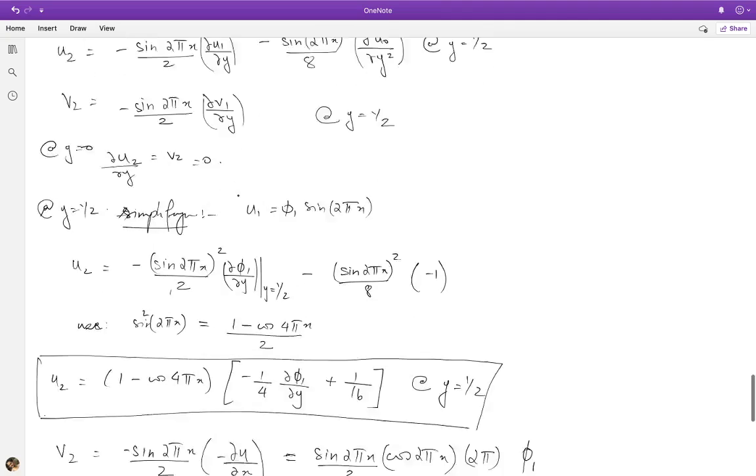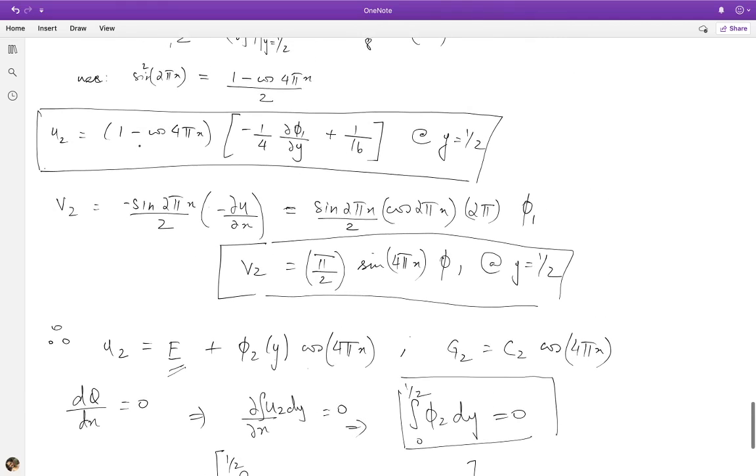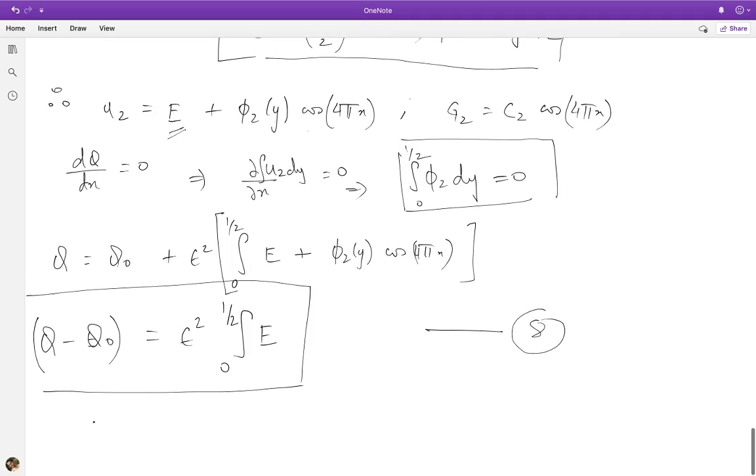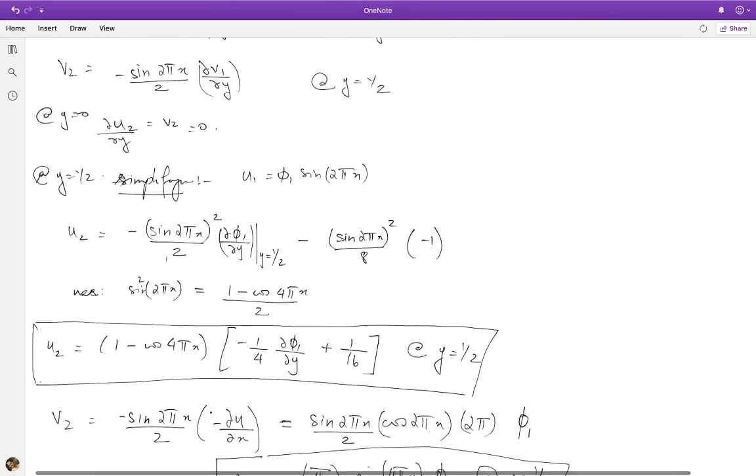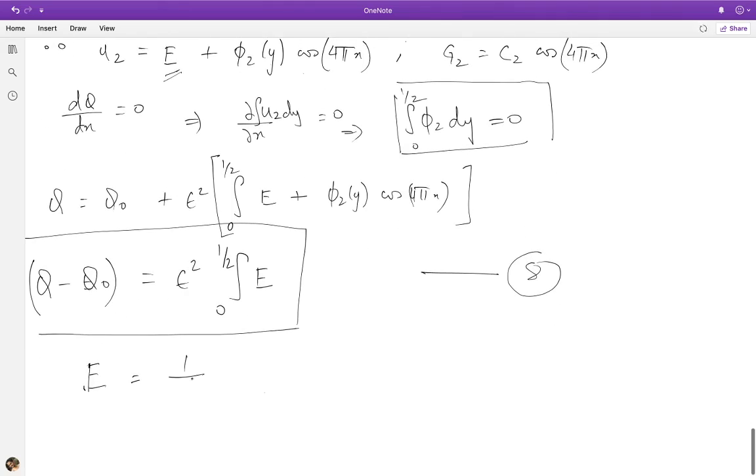So the only role it has to play is in the boundary condition. So automatically I know that E is basically going to satisfy only the constant part of my boundary condition on U2. So I now know that E is equal to, from my boundary condition that I have here, E is just minus 1 by 4 d phi by dy at half plus 1 by 16. Right, so now I just have to substitute, this is phi1 of course, I already know this.